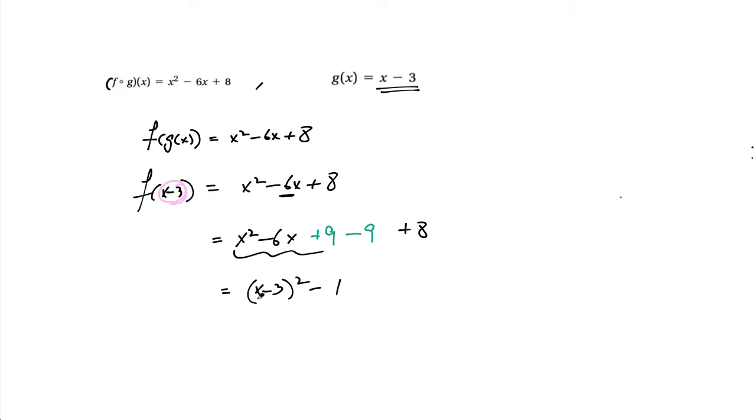Now we can interpret it as x minus 3 squared, subtracting 1. We're squaring and subtracting by 1, which means f at x should be taking the square of the input and subtracting by 1.